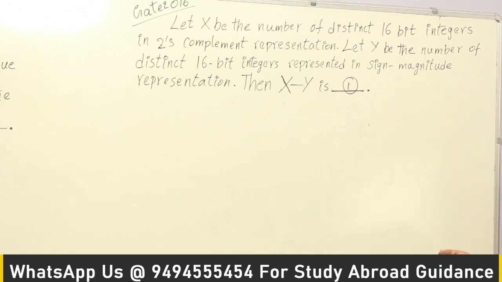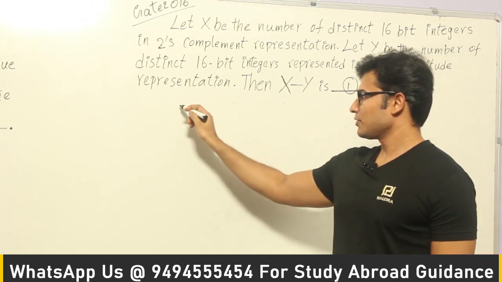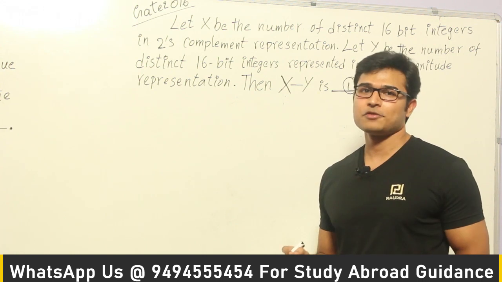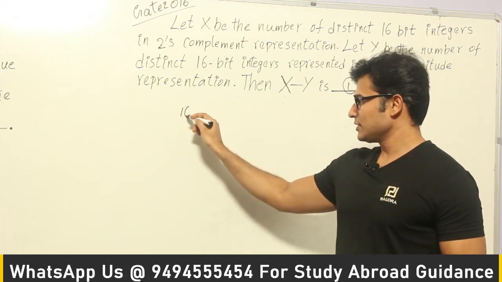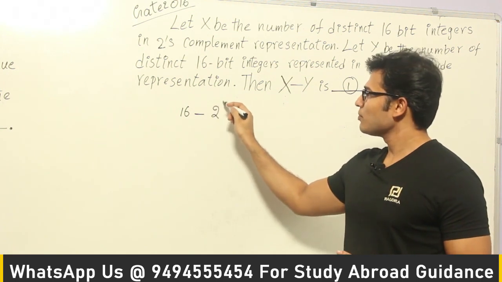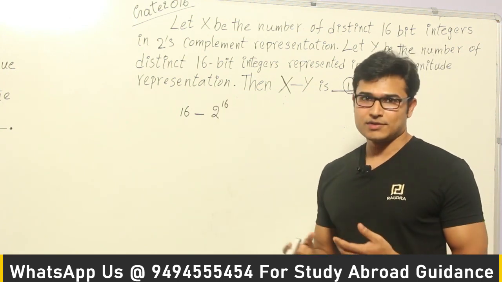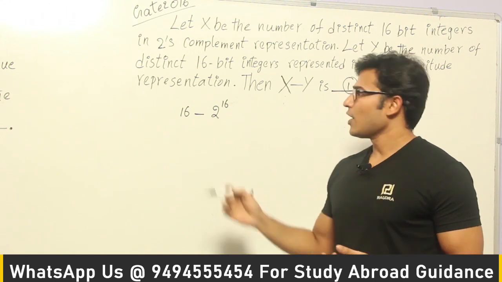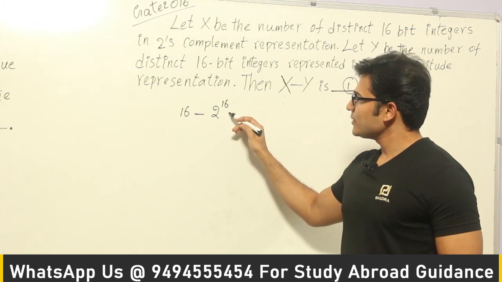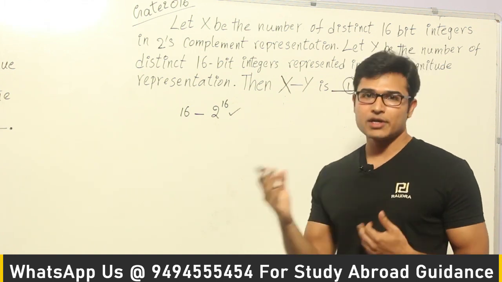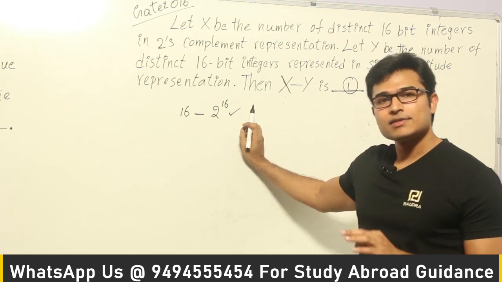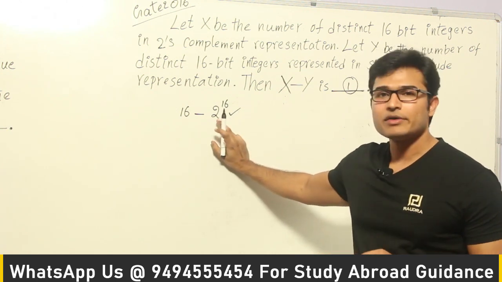Now if you see this, using 16 bits they are trying to represent the numbers, one in 2's complement representation and the other one in sign magnitude representation. Now using 16 bits, whatever the representation you use, you are always going to get 2 power 16 different sequences or 2 power 16 different numbers. Now in 2's complement number system, you are going to assign every combination to a different integer. Therefore, the number of different integers that can be represented is going to be 2 power 16.